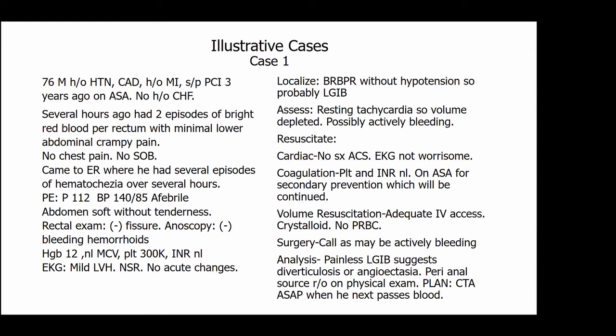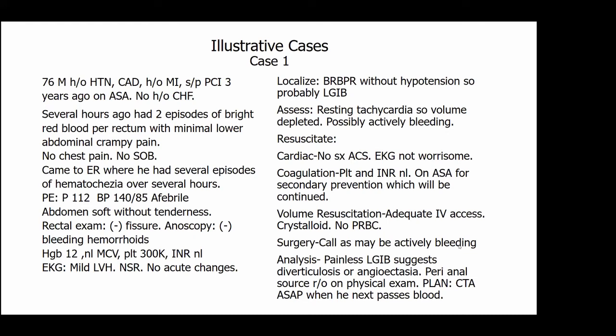His pulse was 112, his blood pressure was 140 over 85, he was afebrile, his abdomen was soft without tenderness. On rectal examination, there was no bleeding fissure, and anoscopy was negative for bleeding hemorrhoids. His hemoglobin was 12, he had a normal MCV, platelet count was 300,000, INR was normal, EKG showed mild LVH, normal sinus rhythm, no acute changes on the EKG.